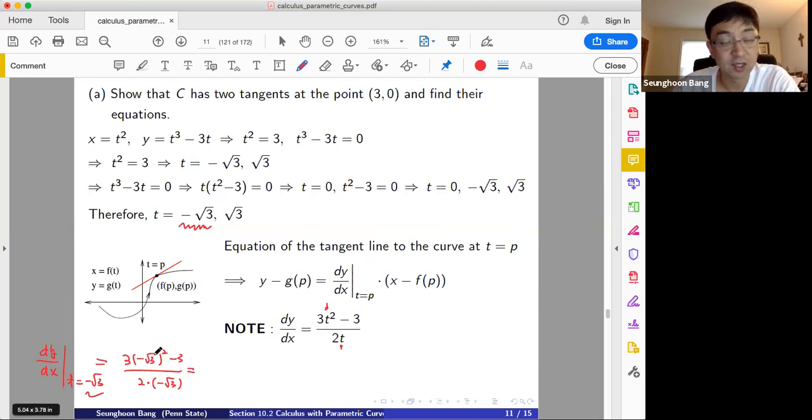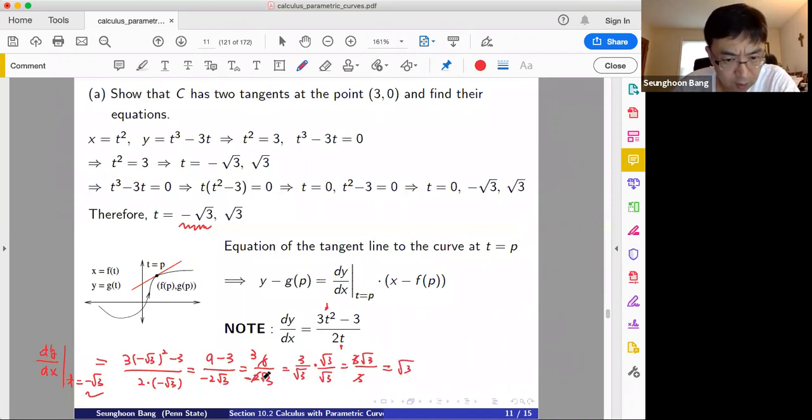The minus root 3 squared is 3. 3 times 3 is 9. 9 minus 3 over the negative 2 times root 3. So we have 6 over 2 times root 3. 2 is crossed out, only 3 over root 3. I want to rationalize the denominator, so multiply top and bottom by root 3. 3 times root 3 over root 3 times root 3, which is 3. The answer is root 3. Keep the negative. So we have minus root 3.